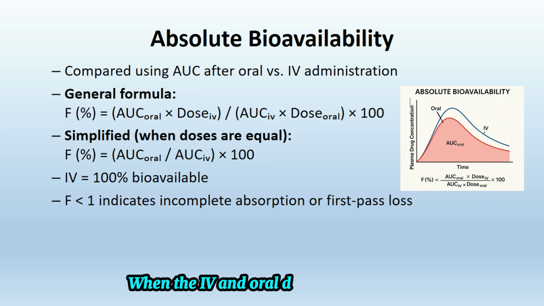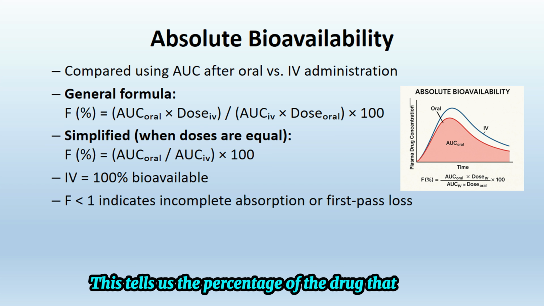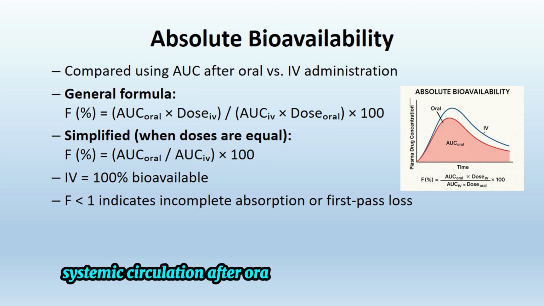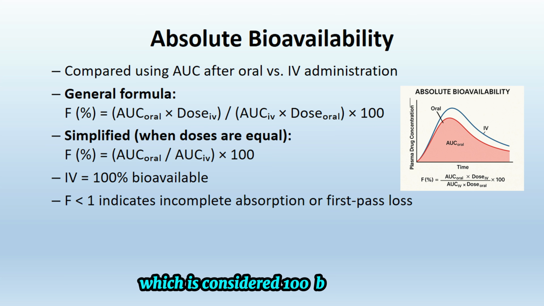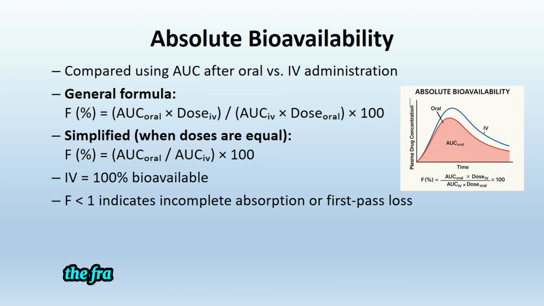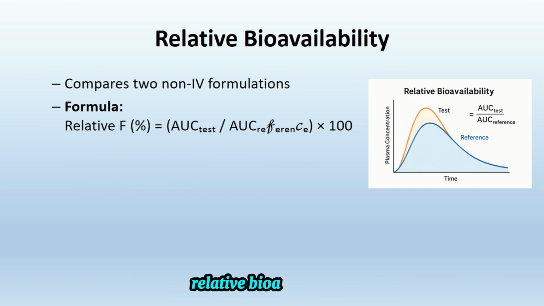When the intravenous and oral doses are the same, we use the simplified formula: bioavailability F % equals area under curve oral divided by area under curve intravenous times 100. This tells us the percentage of the drug that reaches systemic circulation after oral administration compared to intravenous route, which is considered 100% bioavailable. This is called absolute bioavailability, the fraction of an administered dose that reaches systemic circulation in its active form.